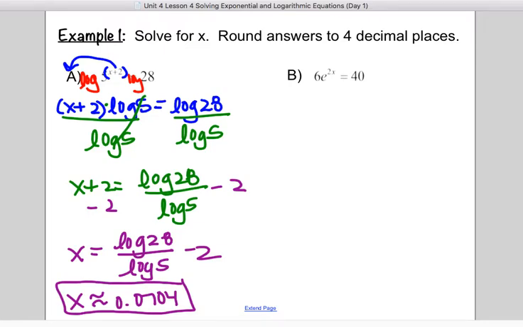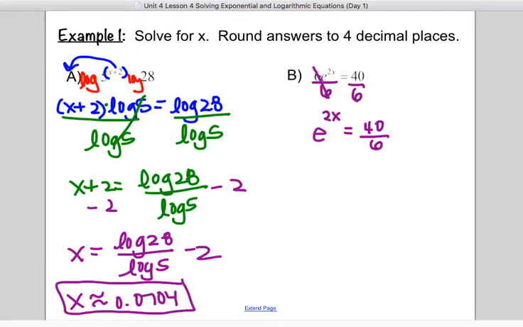I want to isolate the exponential, so it's really 6 times e to the 2x, so I've got to get rid of my 6 first. So I'm going to divide both sides by 6. Okay. So I have e to the 2x equals 40 over 6. 40 over 6 does not simplify nicely, so I'm just going to leave it as 40 over 6 for right now.